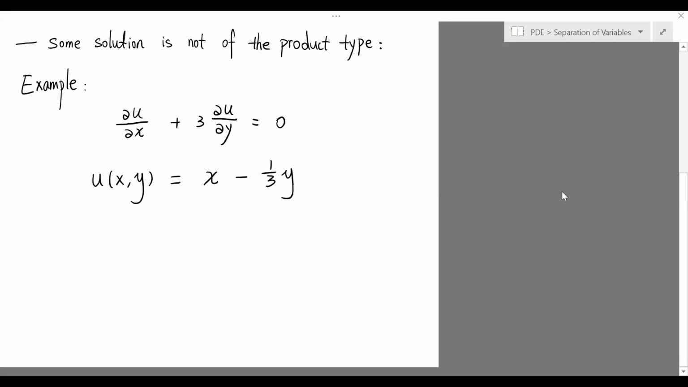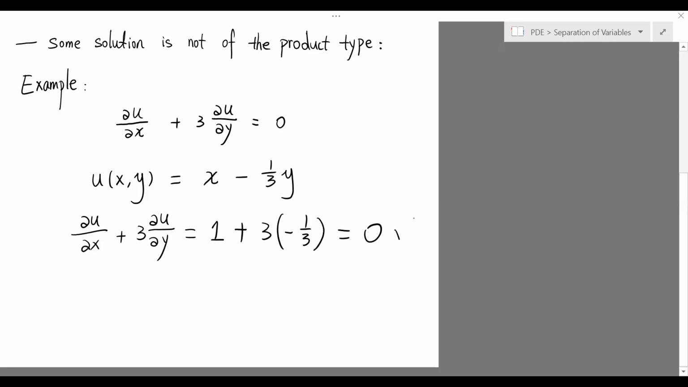We claim that this function is indeed a solution of this partial differential equation, while it's not of the product type. To verify this fact, all we need to do is just plug this function into the equation. Doing so, we have partial u over partial x equal to 1, and partial u over partial y equal to negative 1/3. Hence, the outcome is precisely 0. And we do verify that this function is a solution of this partial differential equation.